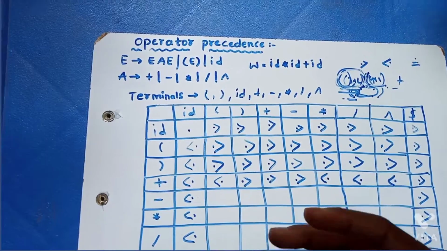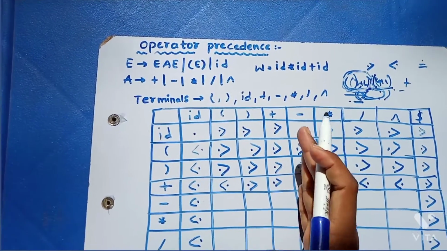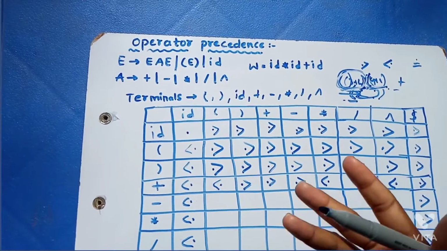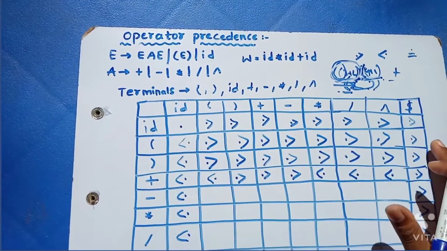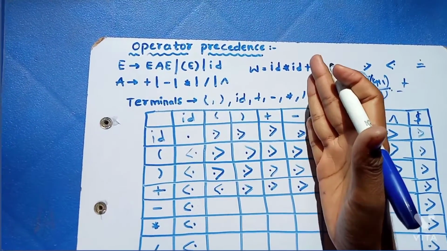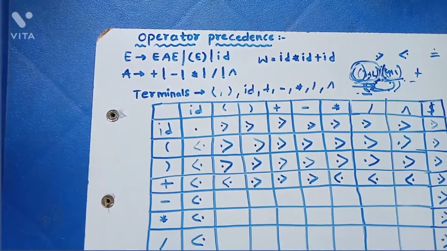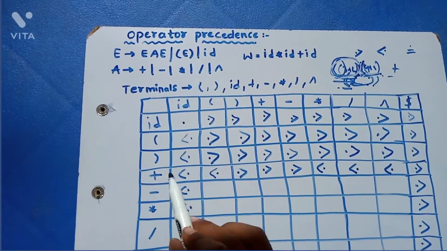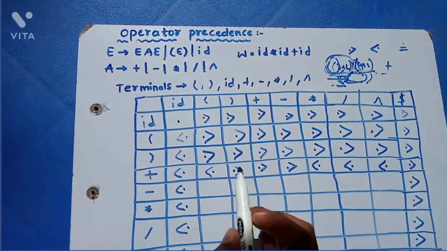Even if you take another example having only these operators, I hope in examinations you will be getting small questions, not all these operations, like only id, open bracket, plus, minus, maybe only till here or maybe till here, like that. Don't get confused, it's an easy one. So when it compares to minus and open bracket, you will get this.